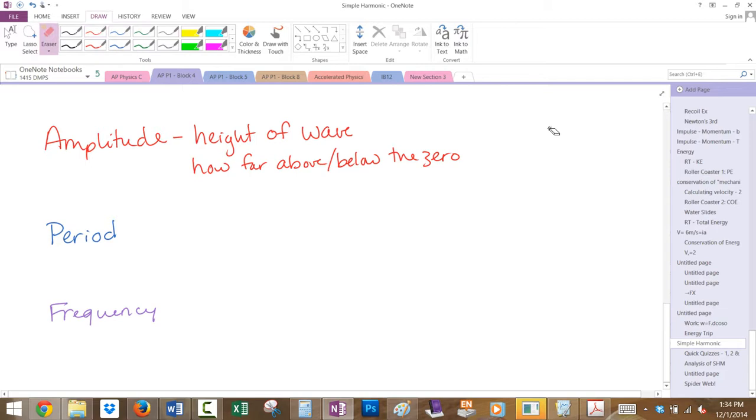Fair enough. What do you guys think? Do you agree? Isn't the amplitude just from the x-axis to the top, to the maximum height? What do you guys think? Do you agree? Yeah. Now, does it have to be a wave? So, like in this case with this little funny thing here, how can I find the amplitude of the oscillation?